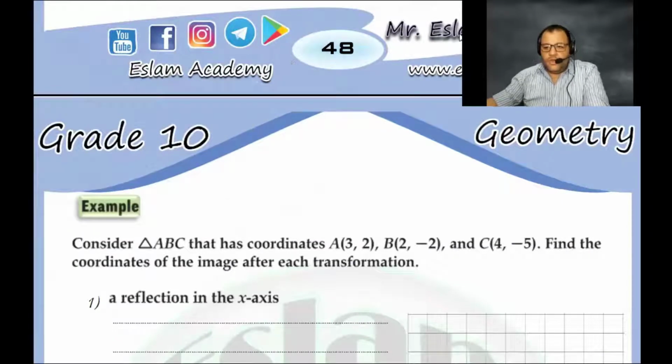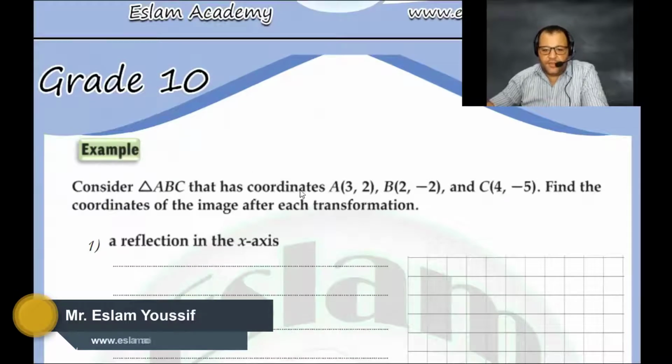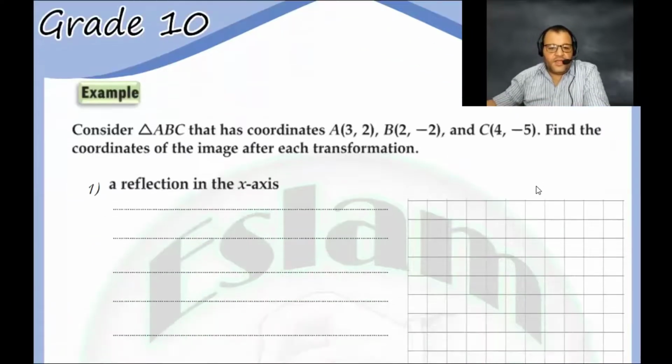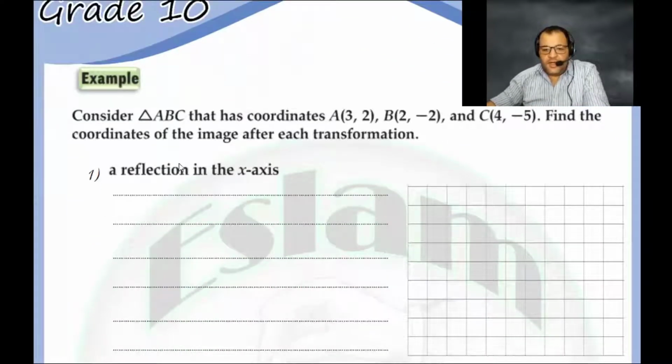So the first question that we have here: consider the triangle ABC with coordinates A (3, 2), B (2, -2), C (4, -5). Find the image of the triangle.